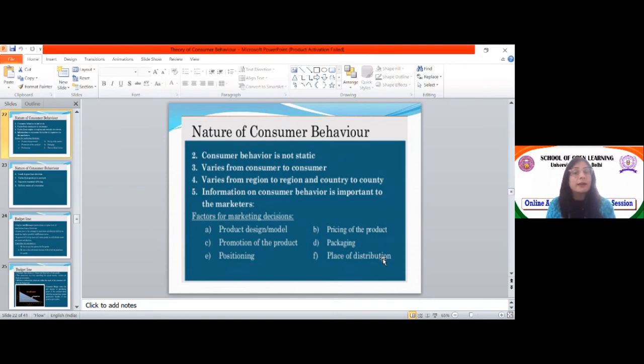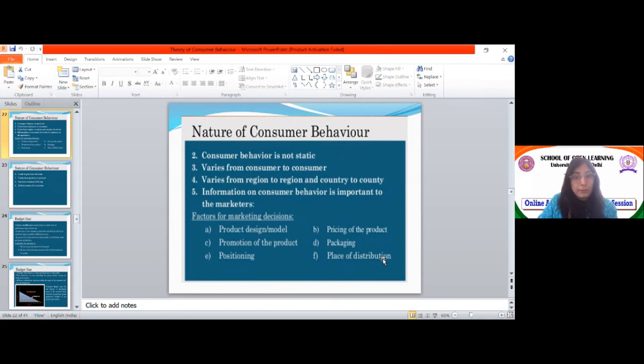Now, factors for marketing decisions. Whenever we try to market some product, we are talking about product design, its model, its promotion, its positioning in the market, its pricing, and packaging and place of distribution. So we are actually trying to change things in this way.